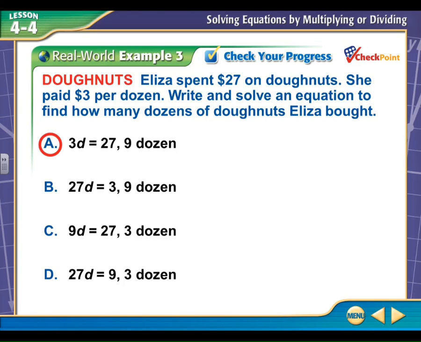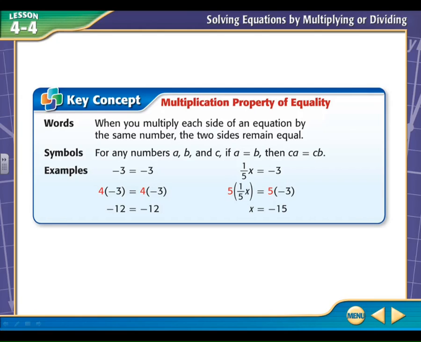All right, let's look at the next little key concept chart. When you multiply each side of the equation by the same number, the two sides will remain equal. So we've been dividing both sides of the equation by the coefficient with the variable. Now what we're going to do is multiply each side by the same amount. So let's look at a couple of problems.